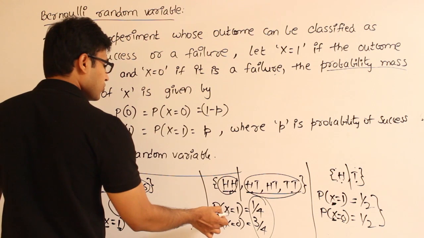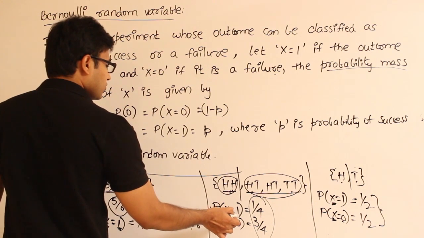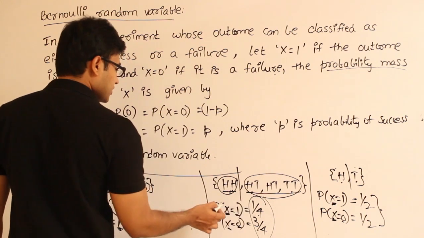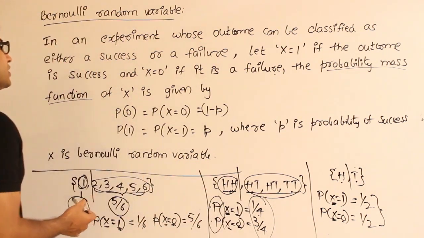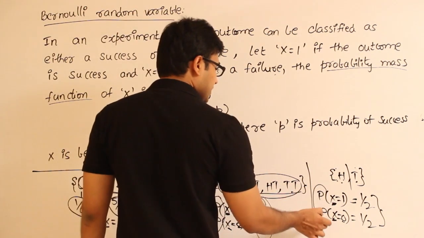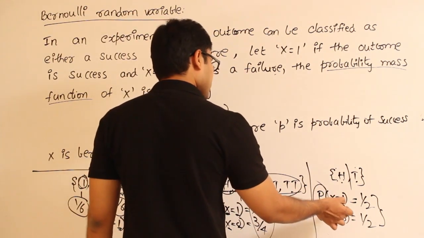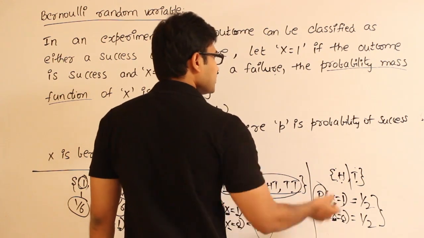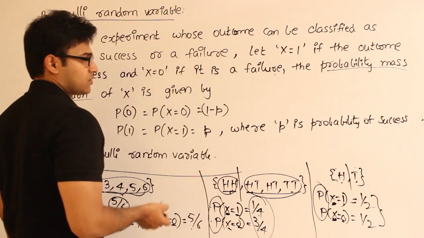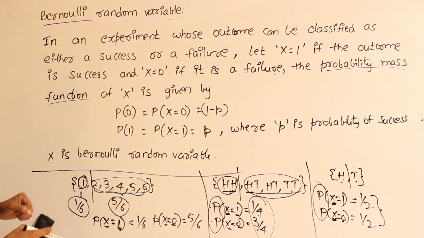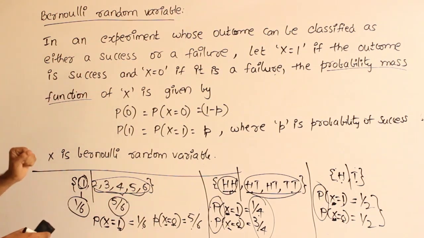So what is the probability that capital X equal to 1? It is 1 by 4. Capital X equal to 0 is 3 by 4. This is called the probability mass function. The function which is assigning probabilities for all possible values of a discrete random variable is in general called the probability mass function. That is the standard terminology. You need not memorize it, you can just think of it as a probability function. That is also fine, but I have taken the exact words from the textbook.